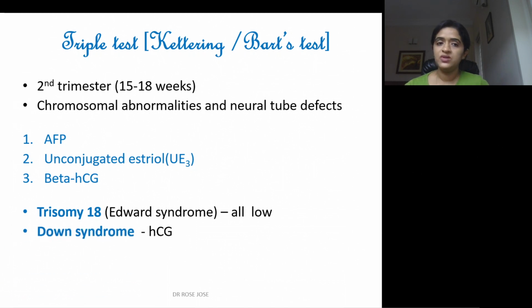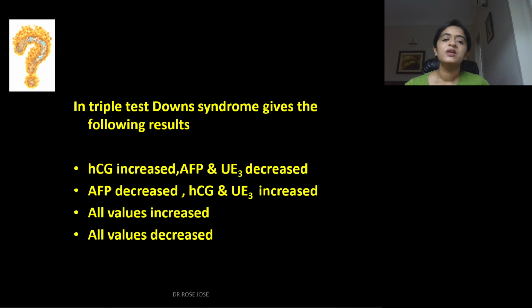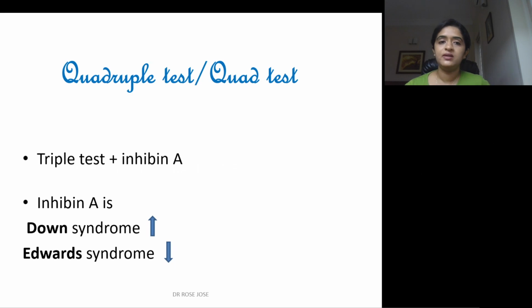But what about Down syndrome? In Down syndrome, except for beta HCG, the remaining will be low. Beta HCG will be raised. If you remember conditions like this, you can very easily crack the MCQs. So in the triple test, Down syndrome gives the following results: HCG increased, whereas alpha fetoprotein and unconjugated estriol are decreased.